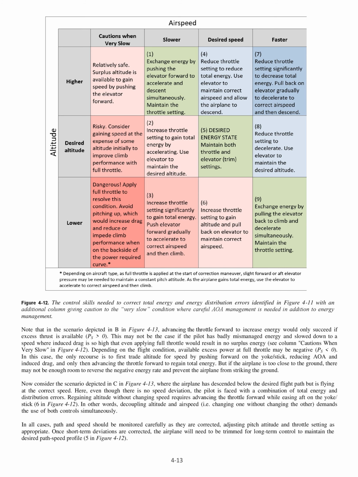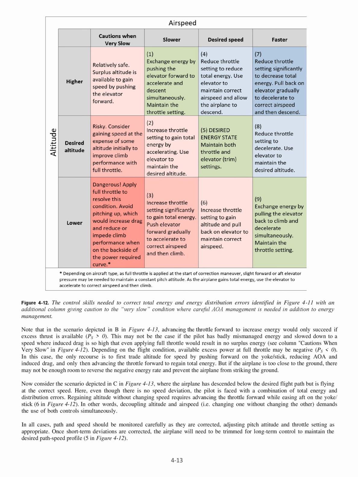Now consider the scenario depicted in C in Figure 4.13, where the airplane has descended below the desired flight path but is flying at the correct speed. Here, even though there is no speed deviation, the pilot is faced with a combination of total energy and distribution errors. Regaining altitude without changing speed requires advancing the throttle forward while easing aft on the yoke/stick, 6 in Figure 4.12. In other words, decoupling altitude and airspeed, i.e. changing one without changing the other, demands the use of both controls simultaneously.